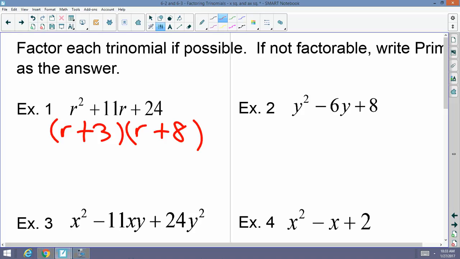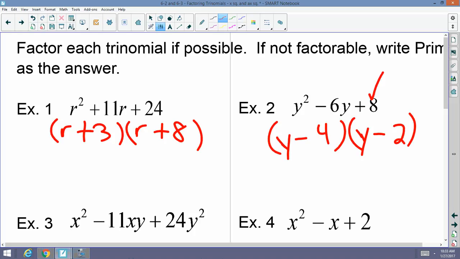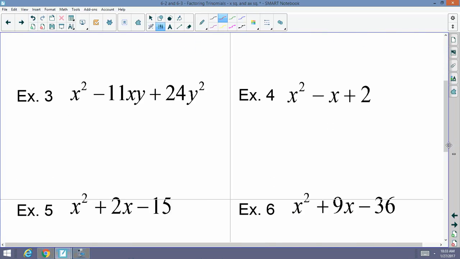How about the next one? Okay, I've got a minus plus. So what do you know about the setup here? It's going to be y minus, and I'll explain why now. What times what is 8, but when added together is negative 6? Negative 4, negative 2. What's negative 4 times negative 2? Positive 8. What's negative 4 minus 2? Negative 6. Does that make sense, guys? Okay, let's keep cranking it out.